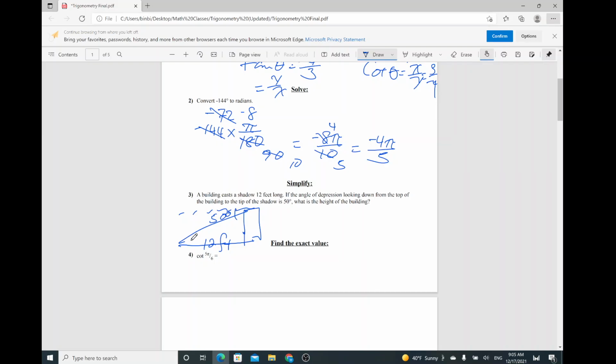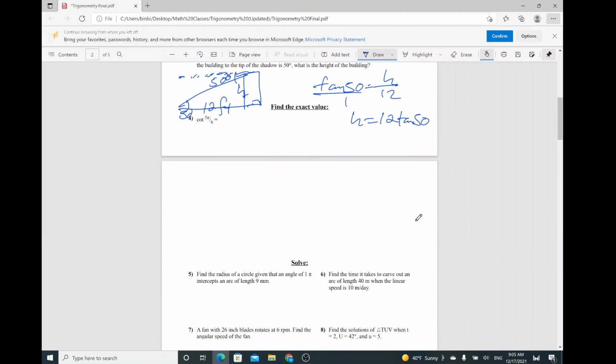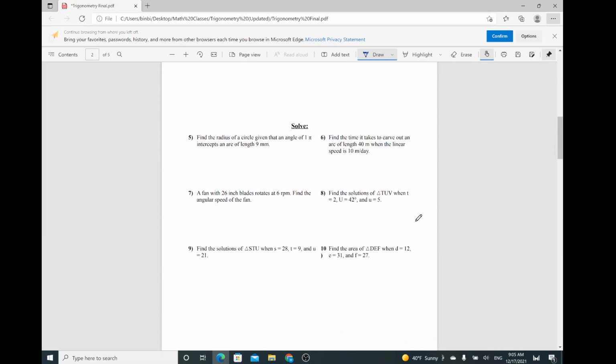If this one is 50 degrees, down here it's also 50 degrees, because the dotted line segment along with this bottom base are parallel. Using that geometric theorem, when two lines are parallel, the alternate interior angles are congruent. Using the ratio to find the height of the building, tangent of 50 equals h over 12. Cross multiply: h times 1 is h, and 12 times tangent of 50. You can put this into the calculator, or simply leave it as is. The rest is pretty straightforward.